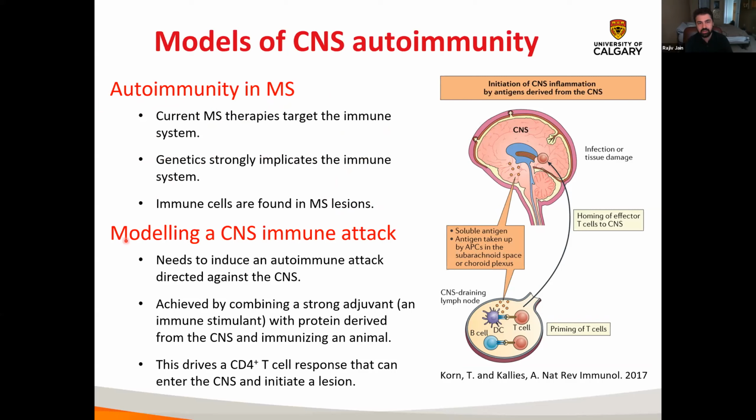Fortunately, modeling a CNS autoimmune attack isn't terribly difficult, because all you really need to do is trick the immune system into attacking the CNS. This can be achieved by combining a strong adjuvant, which is basically an immune stimulant, with a protein derived from the central nervous system, and then immunizing the animal with this concoction. What that will do is drive a peripheral immune response, most importantly a CD4 immune response. These CD4 T cells can then move into the central nervous system and contribute to or start lesions and ultimately initiate the disease in the animal.